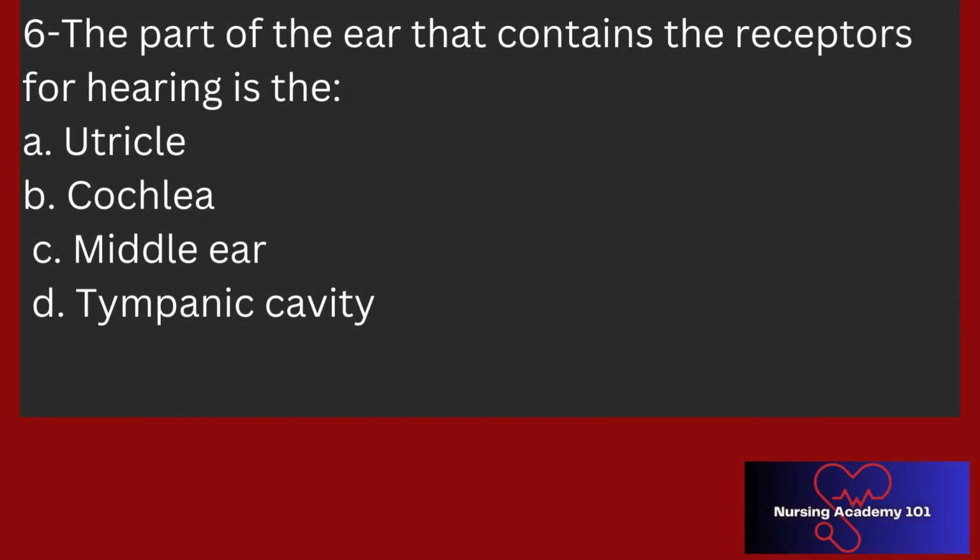Question number 6. The part of the ear that contains the receptors for hearing is the A. Utricle. B. Cochlea. C. Middle ear. D. Tympanic cavity. The answer is cochlea.